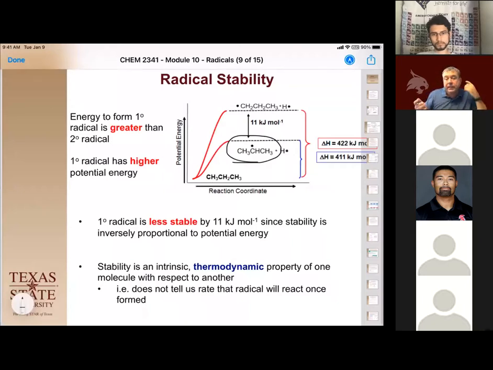So the stability of these is a thermodynamic property right here. And it doesn't tell us anything about the rate of formation. It just tells you that that energy is less. And therefore, if you have more things getting that energy to be able to dissociate that bond, that's going to happen first before the reaction to form that primary radical is.